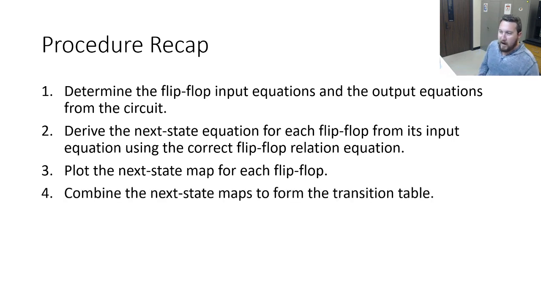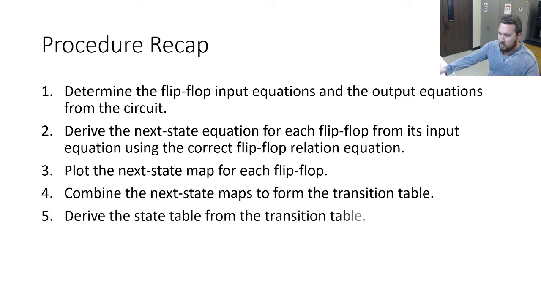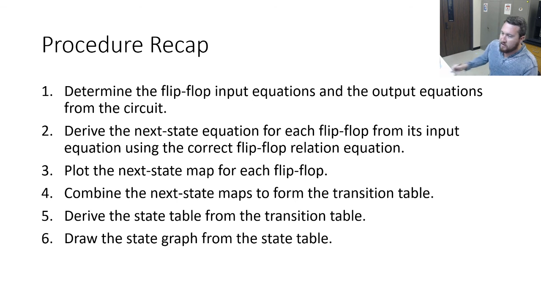Then step 4, combine the next state maps to form the transition table. And then step 5, derive the state table from the transition table, right? S0 through 3 or whatever on the left-hand side. Copy everything over. And then step 6, draw the state graph from the state table. And that is all there is to it. Any questions about that?